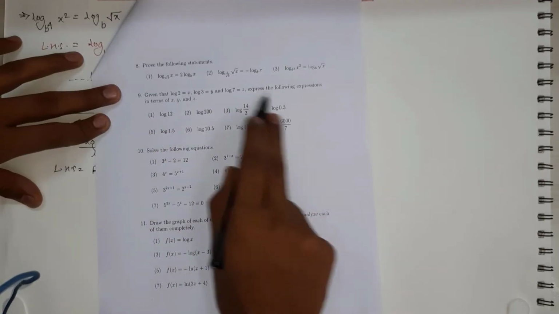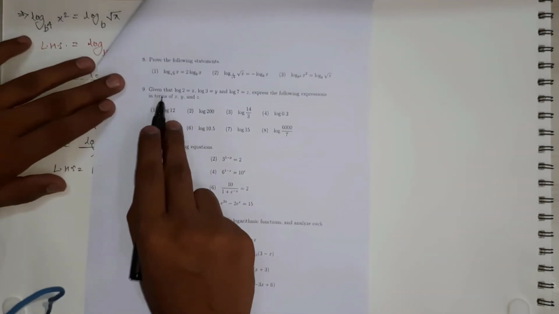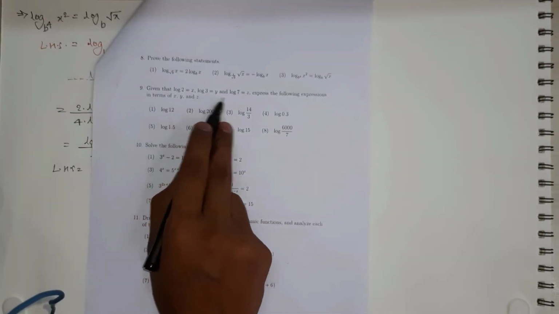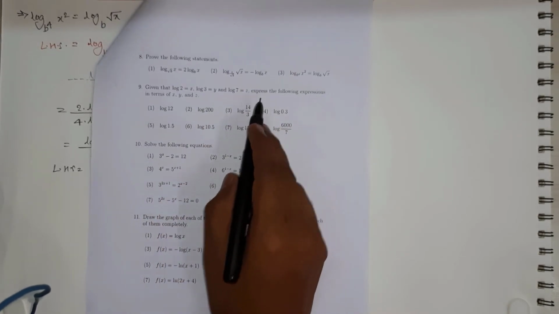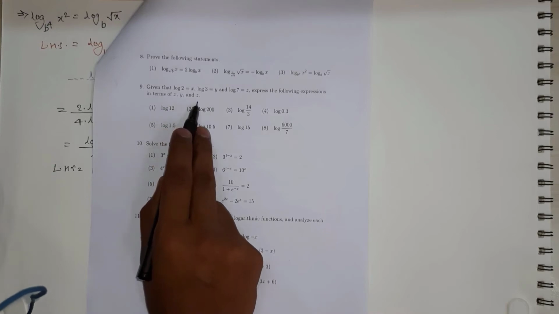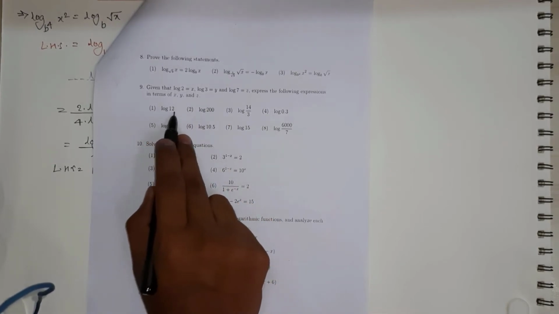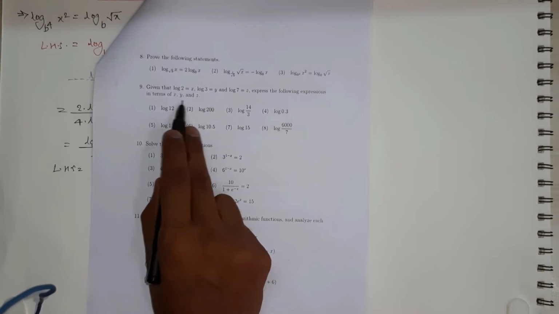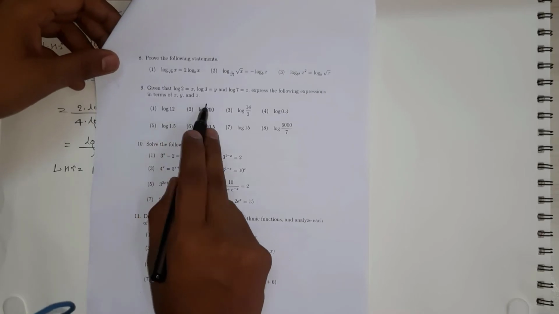There is another way of framing logarithmic questions. Now given that log of 2 equal to x, log of 3 equal to y, and log of 7 equal to z, then we have to express the following expressions in terms of x, y, and z. So these equations have been given to us. Log 12, and we have to express it in terms of x, y, and z. How can we express this log 12 in x, y and z?